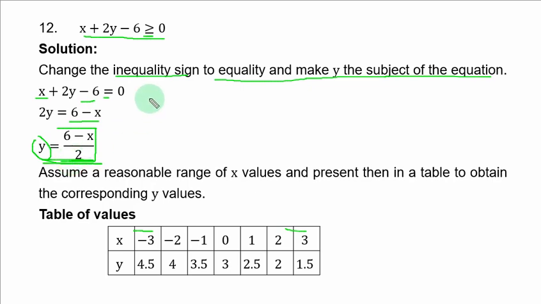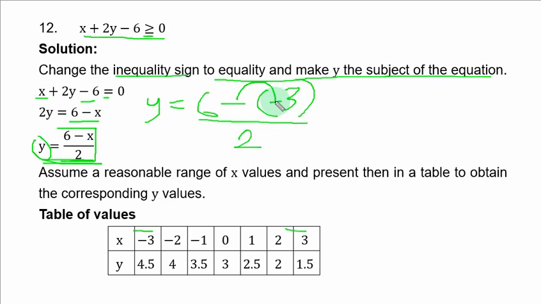Now let's get y when x is minus 3. So y is equal to 6 minus, then x is minus 3. You close the bracket all over 2. Minus minus is plus. So 6 plus 3 is 9. Divide by 2, you have 4.5. If you do the same thing with the rest values of x, you have the corresponding values of y.